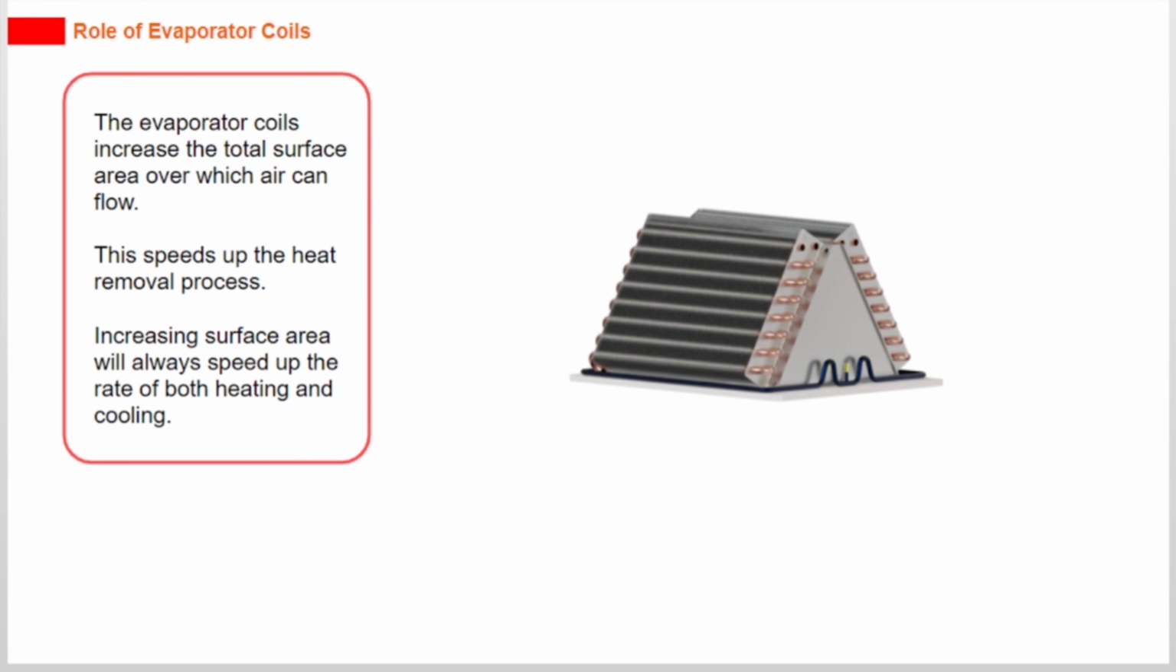The evaporator coils increase the total surface area over which air can flow. This speeds up the heat removal process. Increasing surface area will always speed up the rate of both heating and cooling.